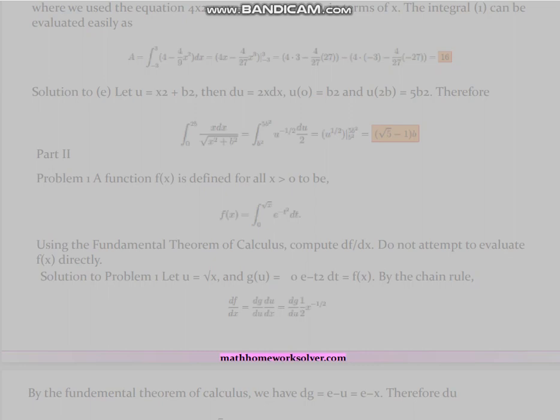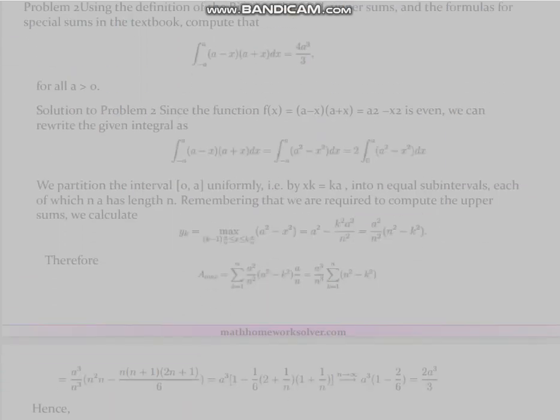MathHomeworkSolver.com. By the fundamental theorem of calculus, we have dg/du equals e to the minus u squared equals e to the minus x. Therefore, df/dx. Problem 2. Using the definition of the Riemann integral, upper sums, and the formulas for special sums in the textbook, compute this integral for all a greater than 0.